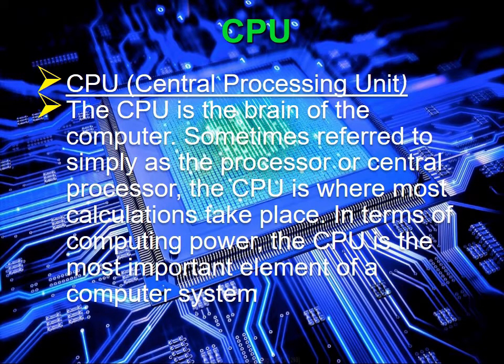First is CPU. What is meant by CPU? CPU is the central processing unit. The CPU is the brain of the computer, sometimes referred to simply as the processor or central processor. The CPU is where most calculations take place in terms of computing power. The CPU is the most important element of a computer system.